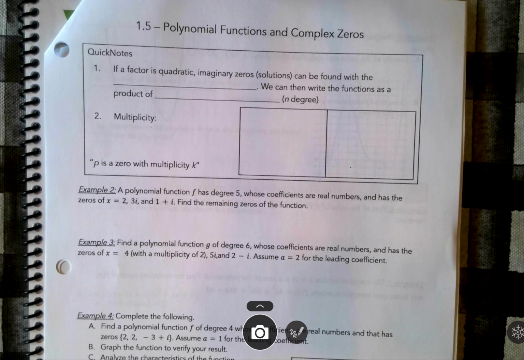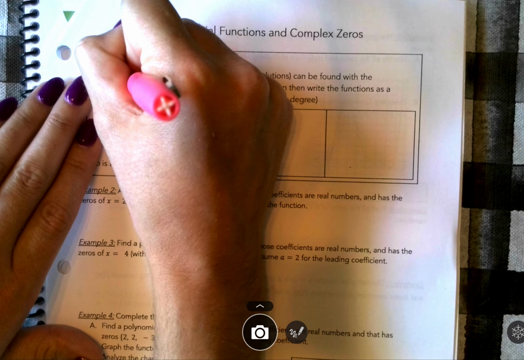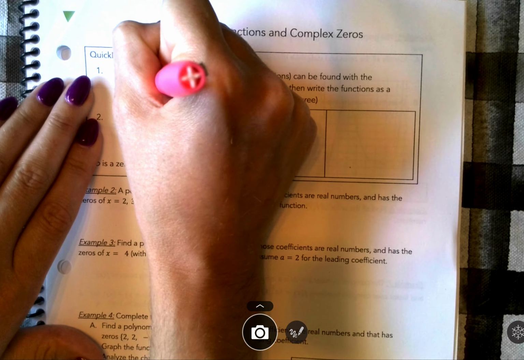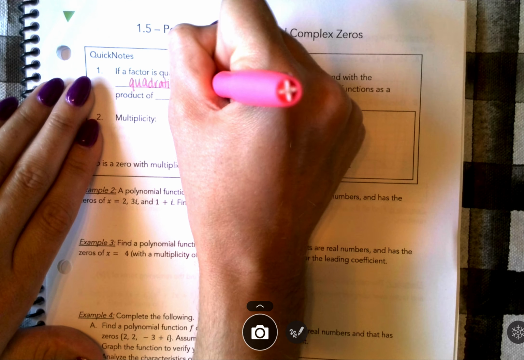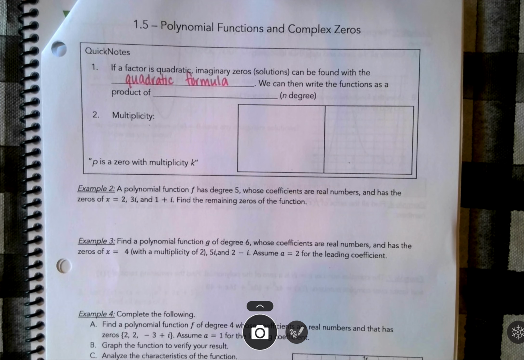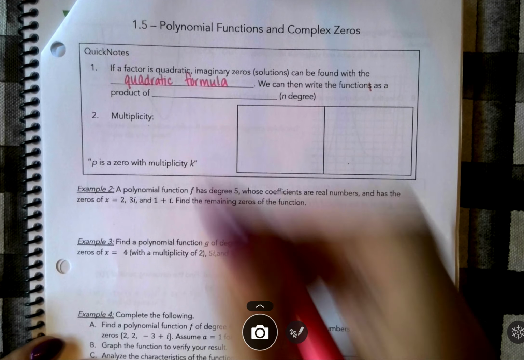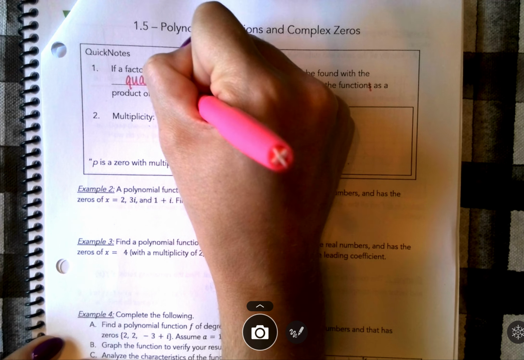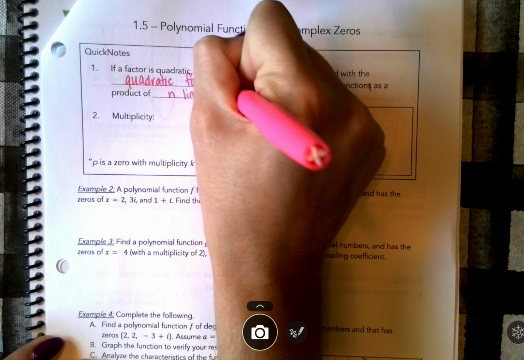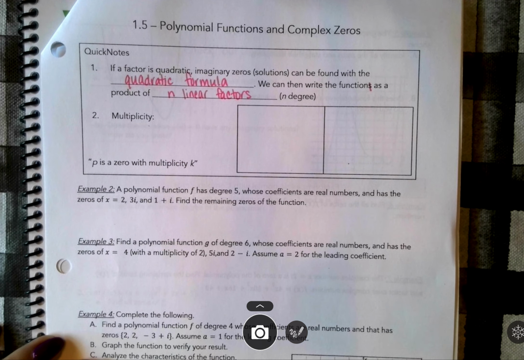So for number one, if a factor is quadratic, imaginary zeros or solutions can be found with the quadratic formula. We can then write the function as a product of n linear factors if we have an n degree.